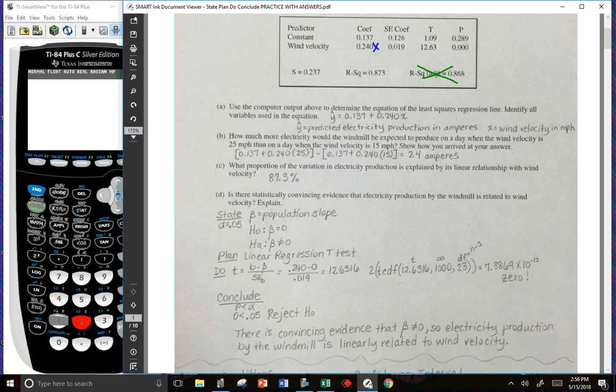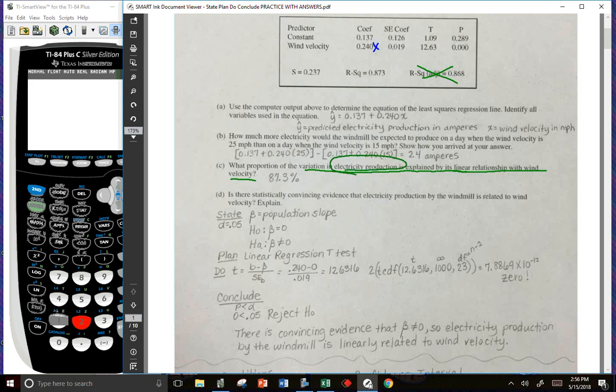And they asked it that way. So they didn't even ask you to interpret it. But isn't this saying 87.3% of the variation in Y is explained by X? Do you see it? Because Y is the electricity produced and X is the wind velocity. Are we seeing it? Are we okay? Okay. So I'm going to move on, but R squared is variation.